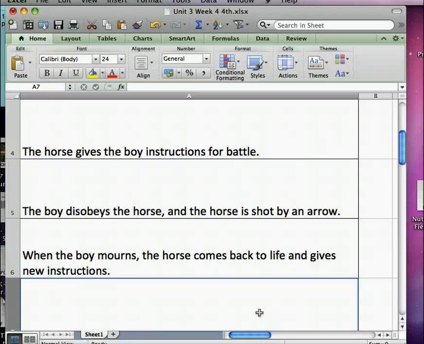I'm going to stop right there real quick. What happens when the boy follows the horse's new instructions? Well, he's rewarded with a herd of horses. A herd of horses. Okay?